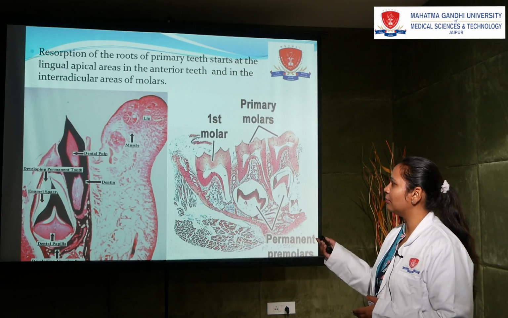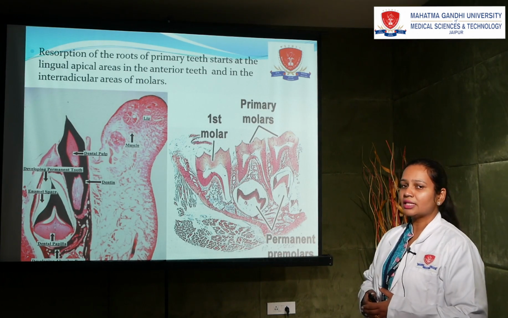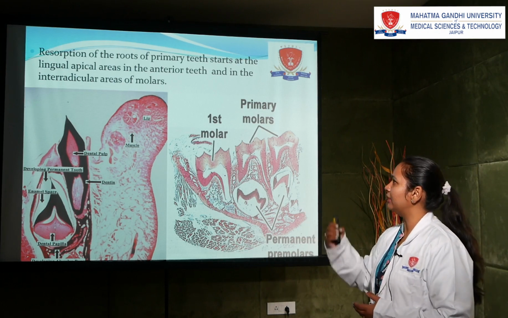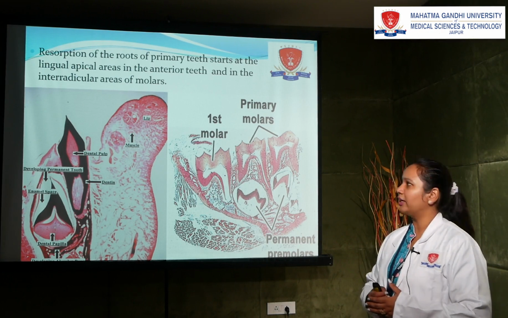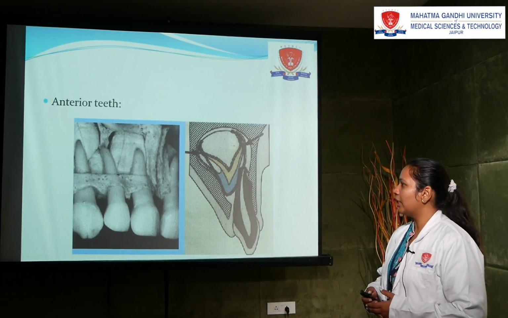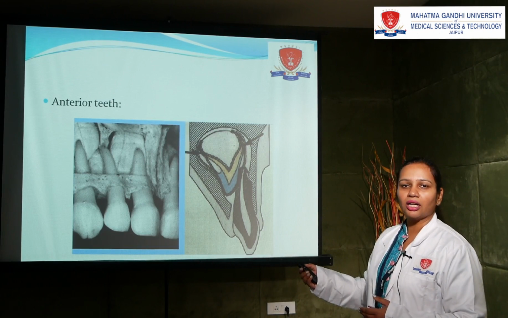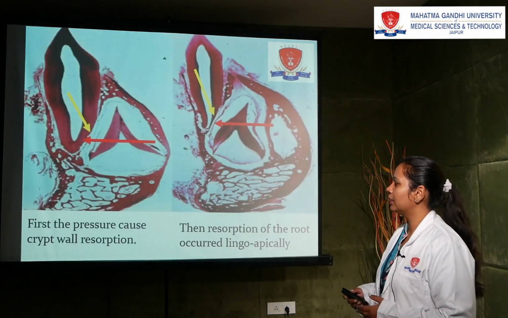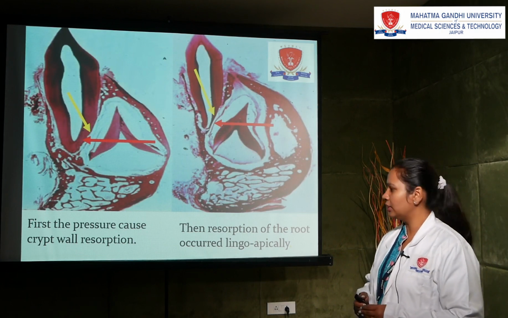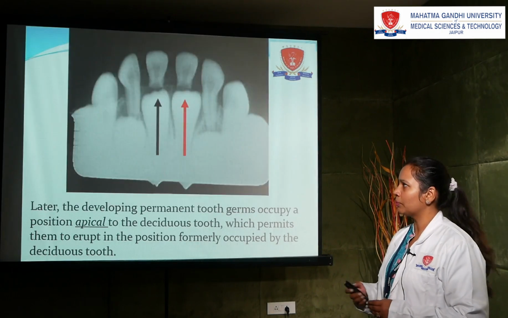So, if we see the pattern of shedding, the resorption of roots of primary teeth starts at the lingual apical areas in the anterior teeth and in interradicular areas of posterior teeth, that is molars. In anterior teeth, you can see the pattern of resorption. It occurs on the lingual side. First, the pressure causes crypt wall resorption, and then the resorption of root occurs linguoapically.